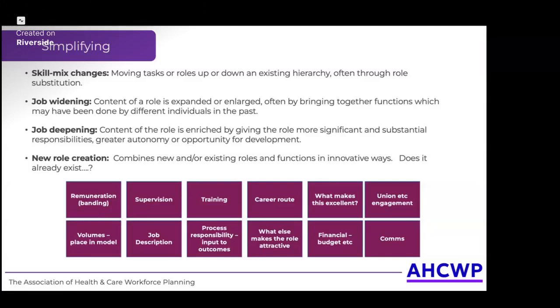But even where we're deepening and widening, we also need to think about these things, especially what makes these roles excellent, what's going to attract people to these roles. Because if people are just doing a repetitive task, are they going to be attracted to it, etc.? And we also need to think about where the process responsibility fits within this process. We need to think about the input to outcomes, who is responsible for making sure that there's good quality outputs for service users.